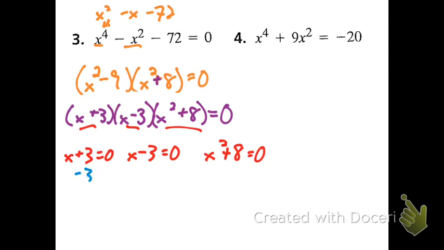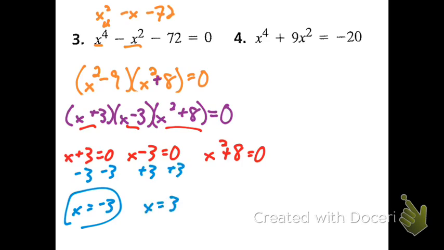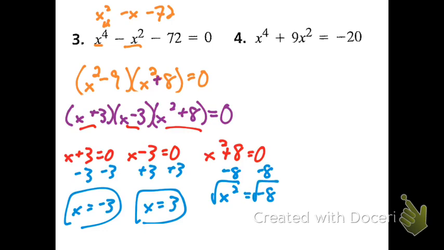So I'm going to subtract 3, subtract 3. One of my solutions is x equals negative 3. Hooray. Add 3, add 3. One of my solutions is x is equal to a positive 3. And then here, I'm going to subtract 8 from each side. X squared is equal to negative 8. Then I'm going to square root both sides to get x by itself. Now, a couple things to remember here. Our answer is going to have a plus or minus in it. Anytime you square root both sides with an x squared, you're going to get a plus or minus.